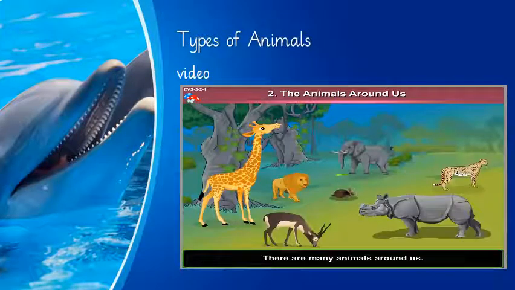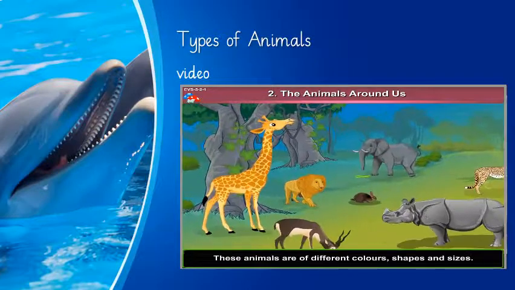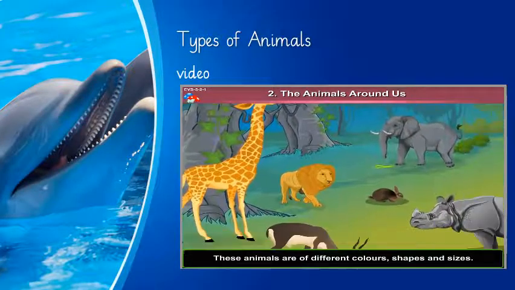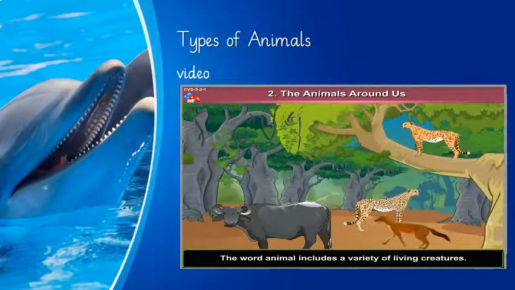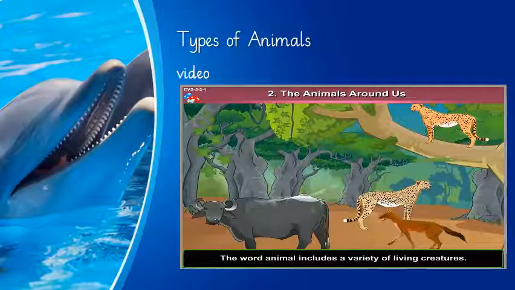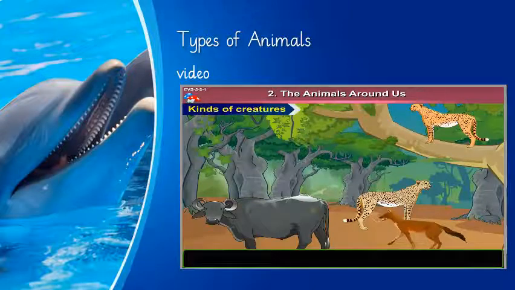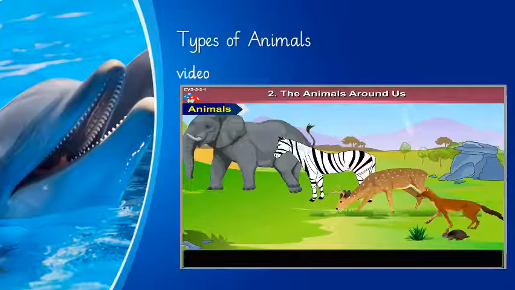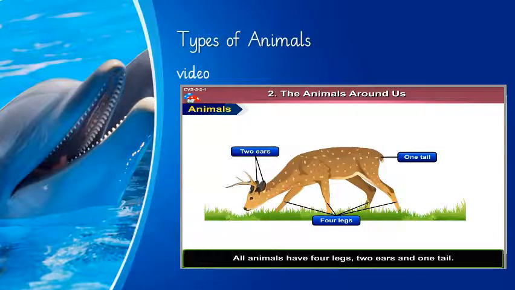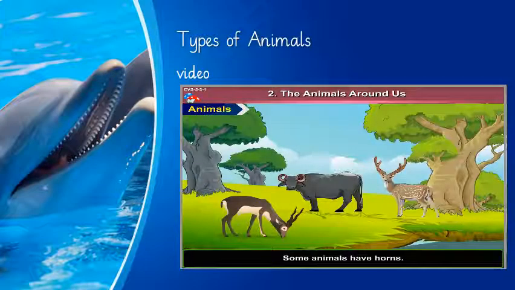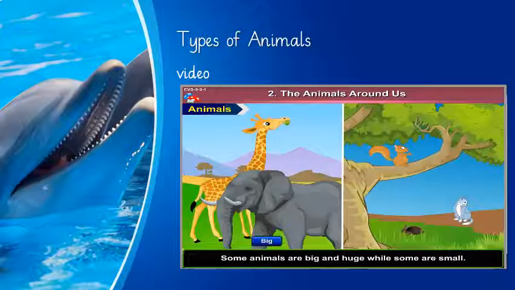There are many animals around us. These animals are of different colors, shapes, and sizes. The word animal includes a variety of living creatures. Who are they? Let's find out. Kinds of creatures. 1. Animals. All animals have 4 legs, 2 ears, and 1 tail. Some animals have horns. Some animals are big and huge, while some are small.